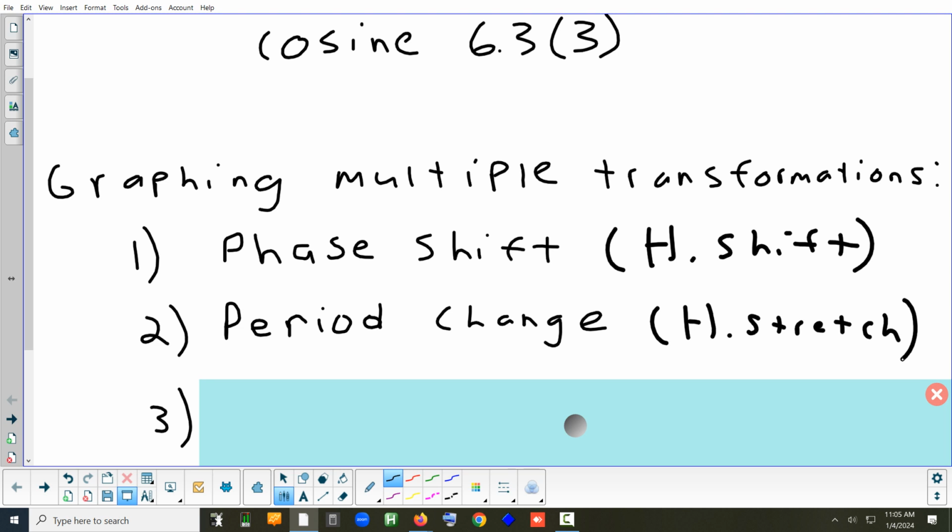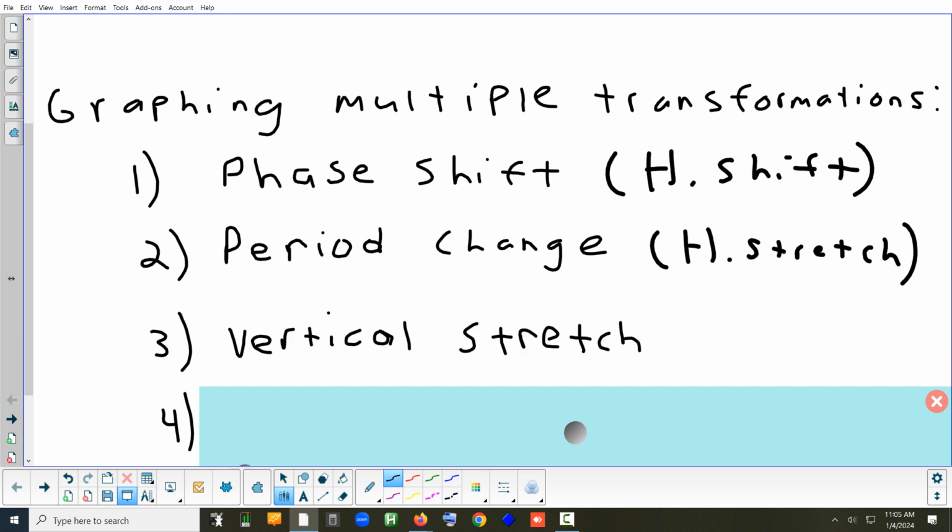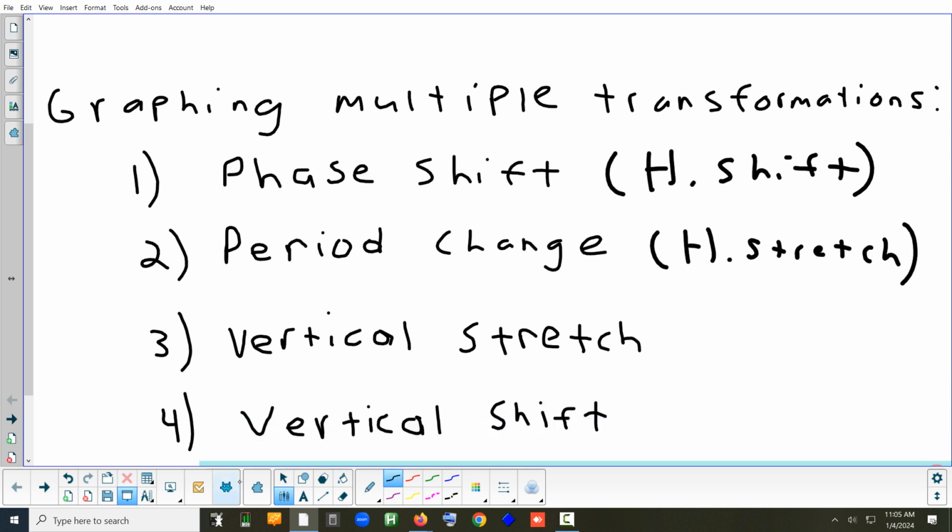The next transformation had the letter C. Which one was that? Vertical stretch. Yep, that's your vertical stretch or your amplitude change. And then which transformation had the D? Vertical shift. That's your vertical shift. Yep. So when you have multiple transformations, that's the order that we want to follow.